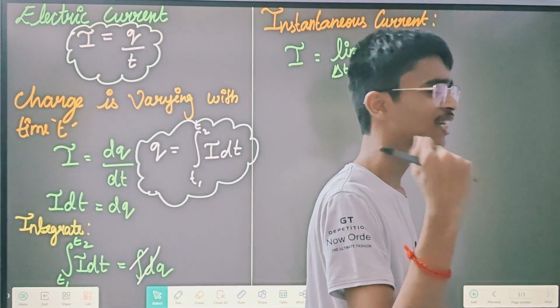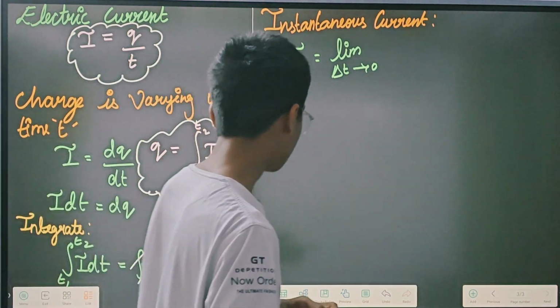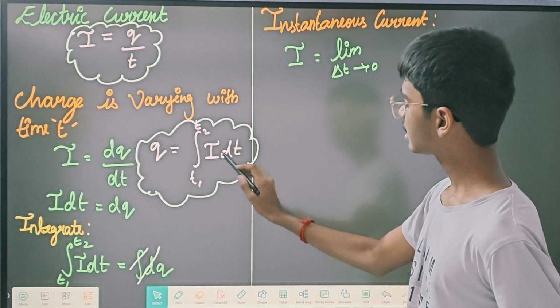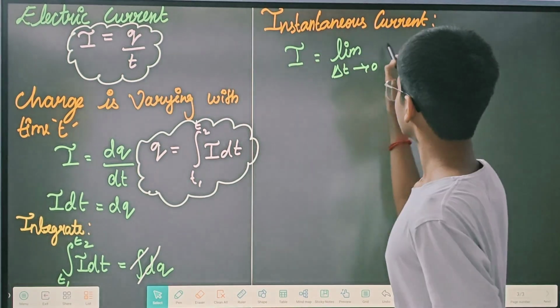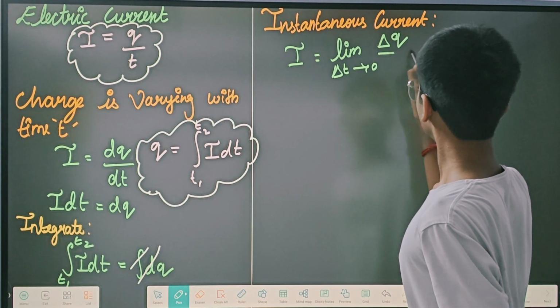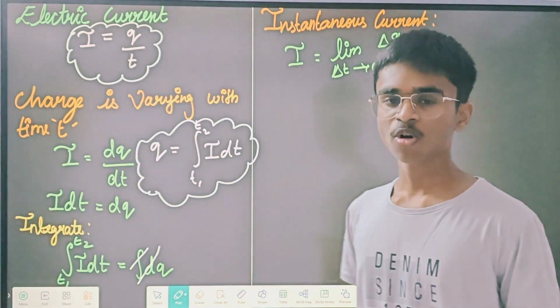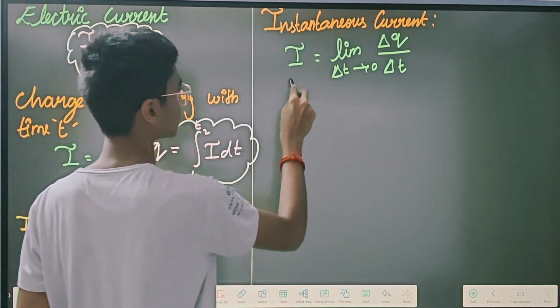Now we will come to this case again. So I is equal to limit delta t tends to 0, where here I is the subject, right? So if I is the subject, then automatically it's going to be q by t now. So dq by dt. This is the formula that will be there for instantaneous current.